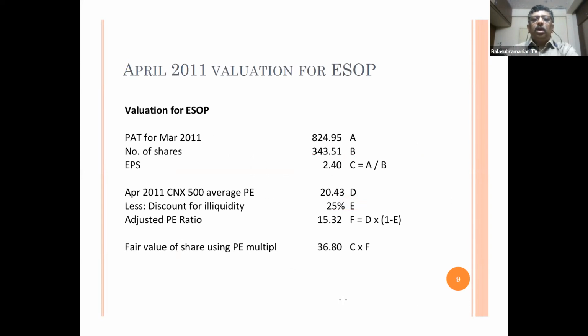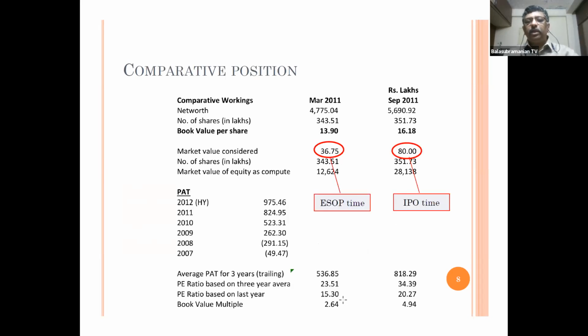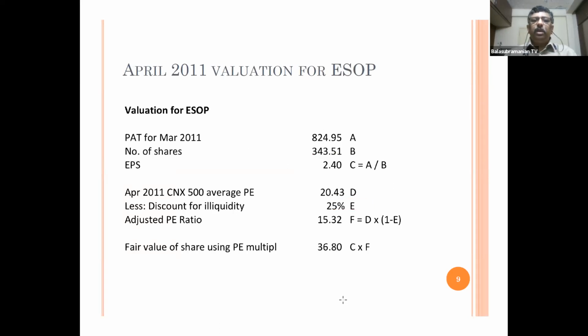So this is just a computation of what could have been the method from which it could have been derived. For example, if you take here, the latest profit was 824.95, just an example at the ESOP time. So 824.95 number of shares. So the EPS was 2.4. And at that time the average PE was around 20 for the market. I have just taken a simple example, and 25% illiquidity discount. If you take, it comes to 15. At 15, it comes to around 36, 37 rupees.